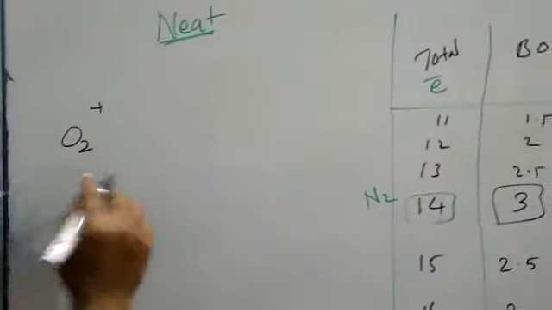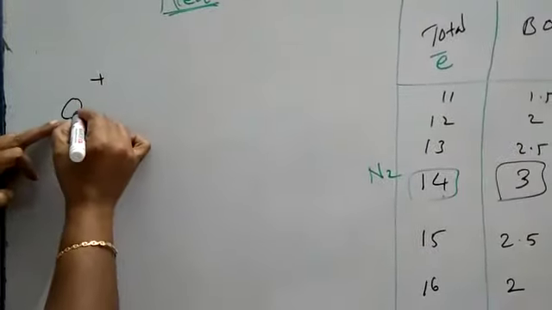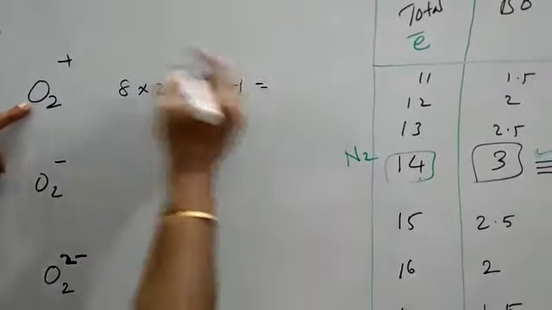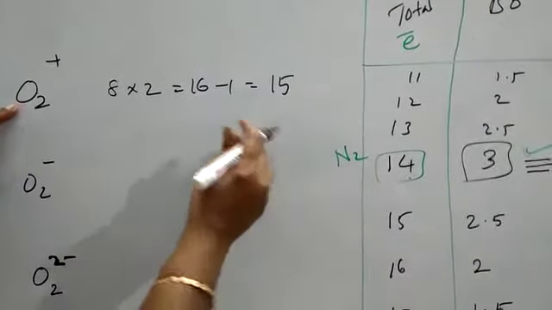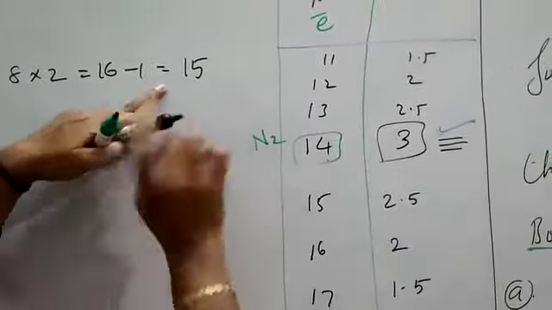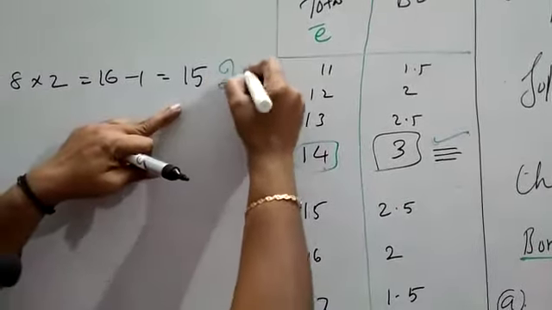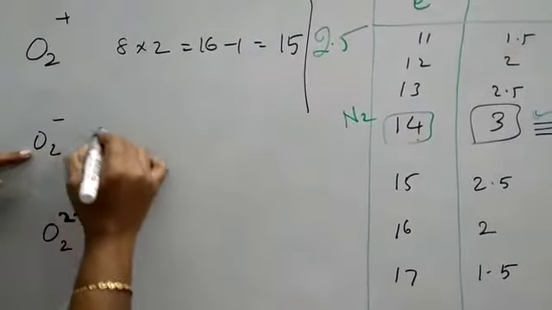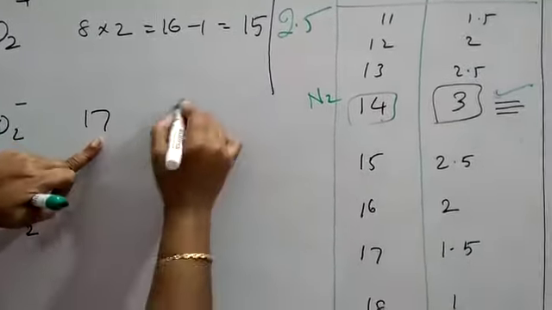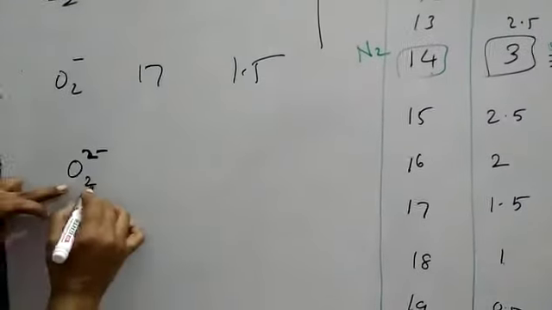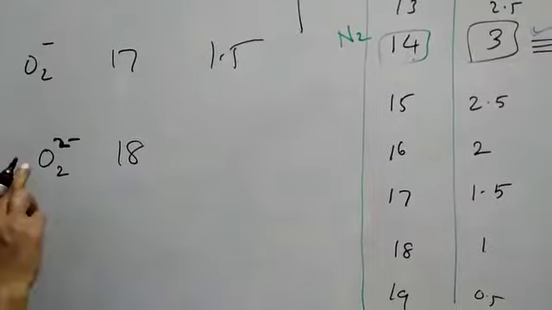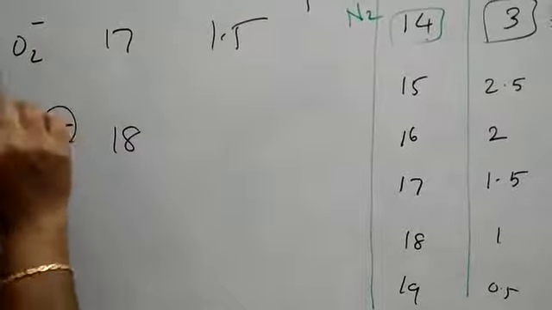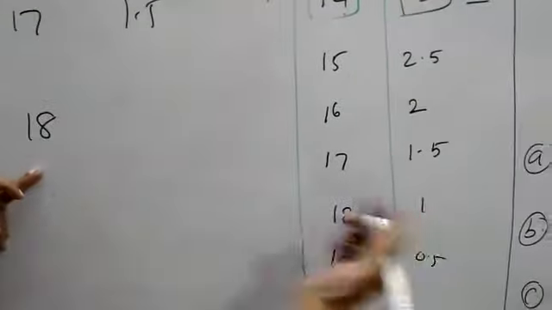Now let us see the total electrons. Oxygen is 8 into 2, that is 16. For O2 plus, you subtract 1 because of the positive charge, so you have 15. Total electron 15 means the bond order is 2.5. Now for O2 minus, 8 into 2, 16, plus 1, 17. So 17 means bond order 1.5. For O2 2 minus, each oxygen has 8 electrons, 8 into 2, 16, plus the 2 minus gives 18. 18 gives a bond order of 1.